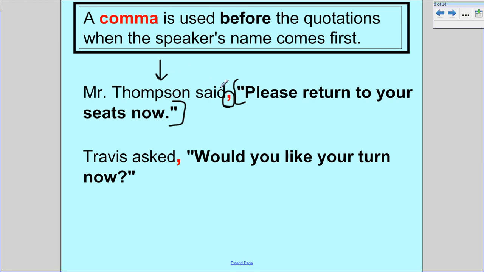a dialogue tag. This is tagging who has said the particular dialogue. So in this case, Mr. Thompson said, we need a comma, then your quotes. Here, Travis asked, comma, "Would you like your turn now?" So again, this is what Travis says, so this is in quotation marks. And we must separate the dialogue tag, in this case Travis, and what the person is saying with a comma.